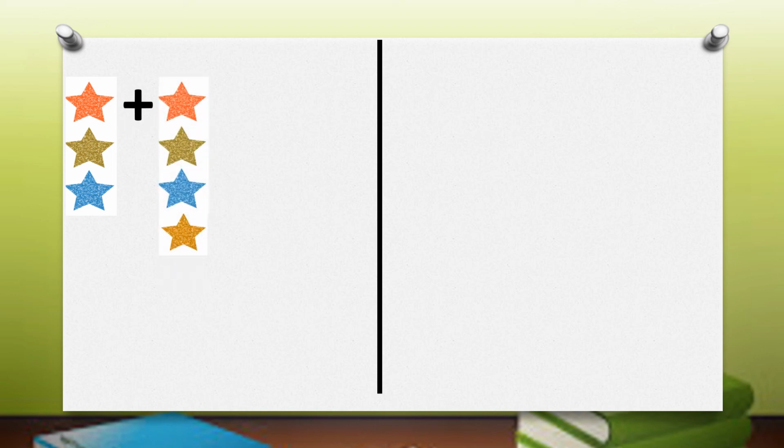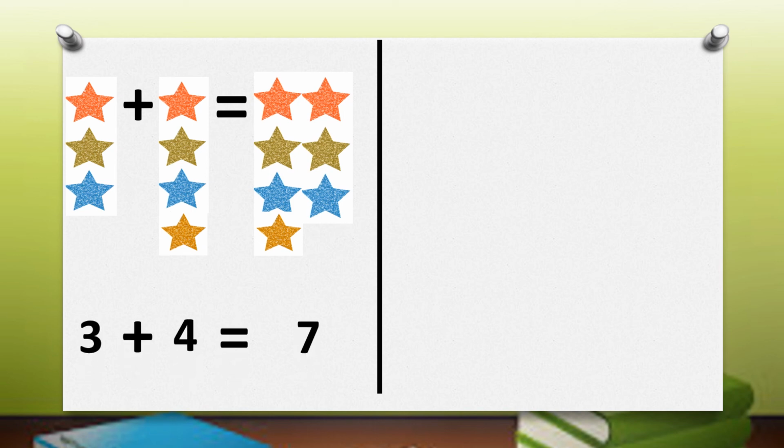In this example, there are 1, 2, 3, 3 stars plus 1, 2, 3, 4 more stars. So let's find out how many stars we have all together. And for that, we need to add. So 3 stars plus 4 stars is equal to 1, 2, 3, 4, 5, 6, 7, 7 stars. So 3 plus 4 is equal to 7.